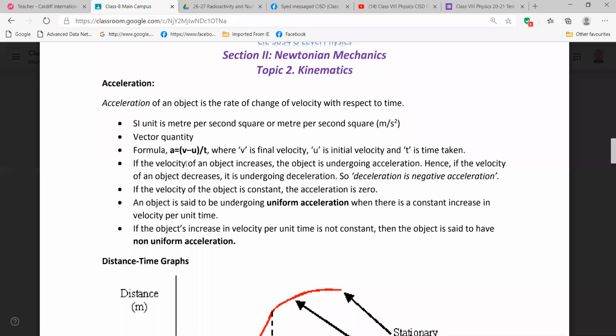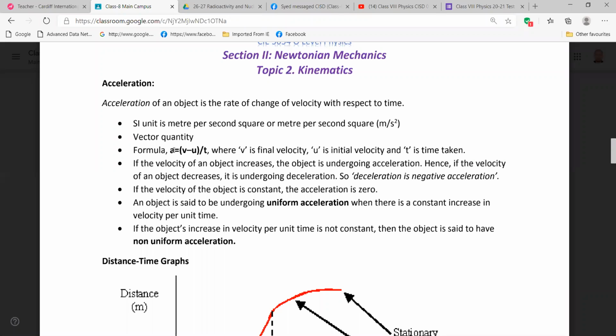Have you calculated? The initial velocity is 0. So 5 minus 0, divided by 2, is 2.5. Then the unit is meter per second square. Why meter per second square? Because if you subtract v minus u, the unit is meter per second, right? And the time is measured in seconds. So meter per second divided by second gives meter per second square.